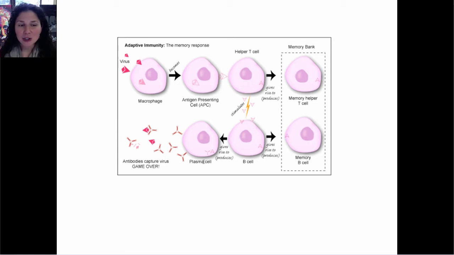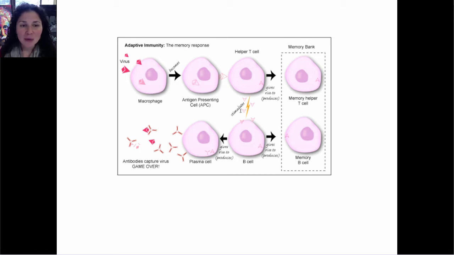First, the macrophage traps virus particles. It processes these and becomes an antigen-presenting cell. The antigen-presenting cell then presents the processed virus particles to helper T cells by direct cellular contact. The helper T cells become activated and undergo clonal expansion.